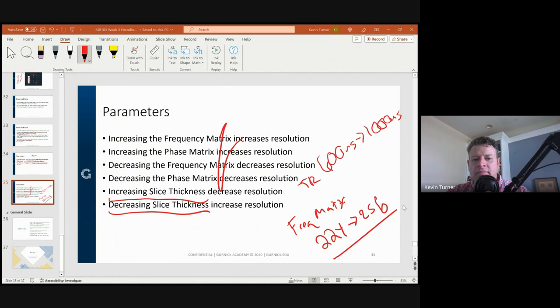All right. I say this because once we get to the midterm, my parameter questions are going to be: TR increases. Or there are going to be questions that are about contrast. Like what happens? T1 goes up, T2 goes up, T1 goes down, T2 goes down. You increase your frequency matrix. What happens to contrast? And the answer is nothing. Those are the questions students miss the most. We're not quite there yet.